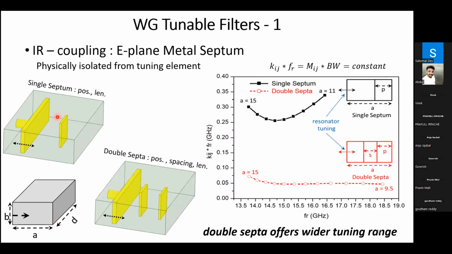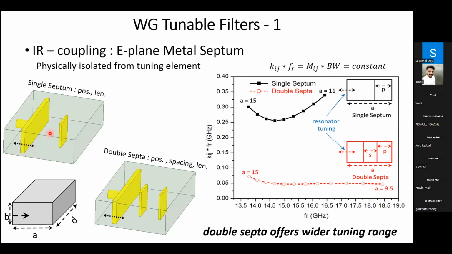So let me come to the first idea. How do we tune the filter? The idea is we use the TE101 mode, the fundamental resonant mode within the rectangular waveguide cavity. And we know that if we change the a dimension of the waveguide by moving a wall, if we linearly displace one of the side walls, the a dimension changes, and that changes the resonance frequency of the fundamental resonating mode. So this is the idea behind tuning the filter. Basically, we are linearly displacing the side wall of the waveguide.